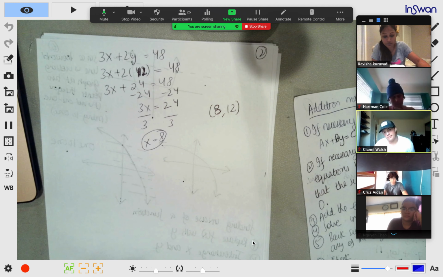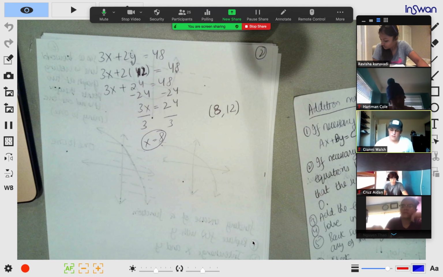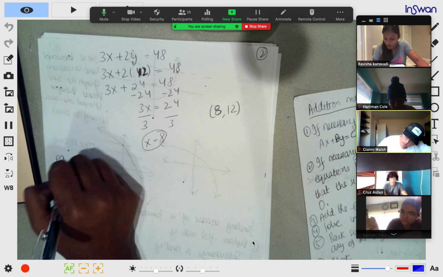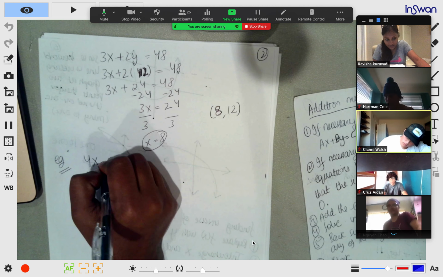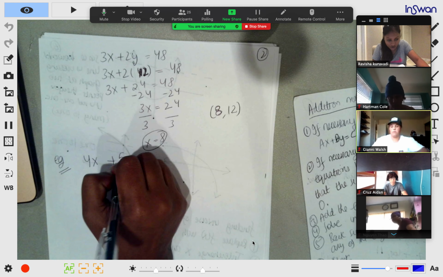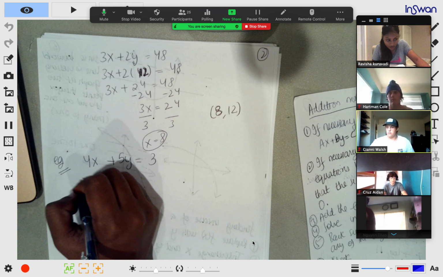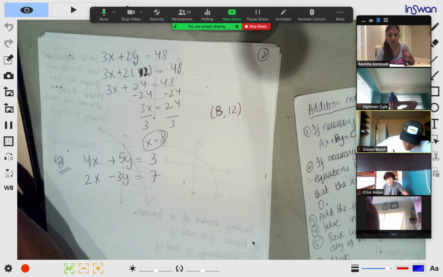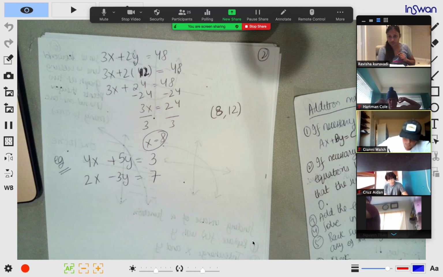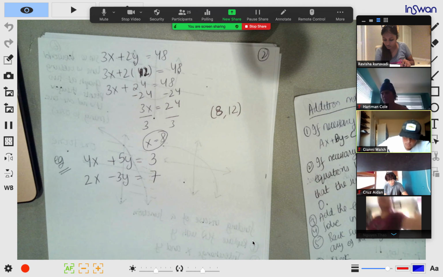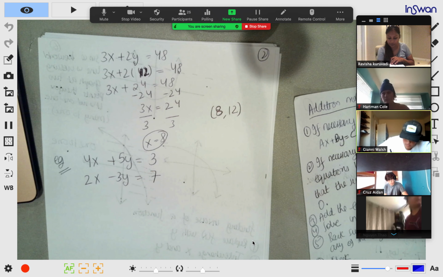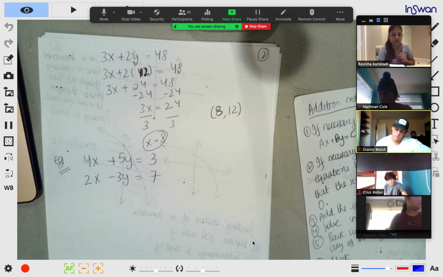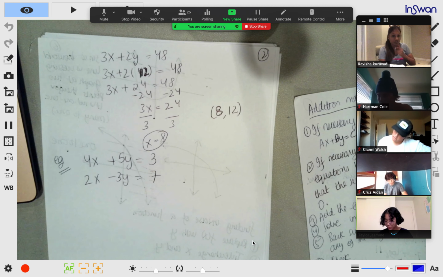Let's do one more example on this. So you have to solve using the addition method. 4x plus 5y is equal to 3, and then you're given 2x minus 3y is equal to 7. Try to do this problem by yourself. Jasmine? Yeah. Okay, Jasmine. What's my step 1?